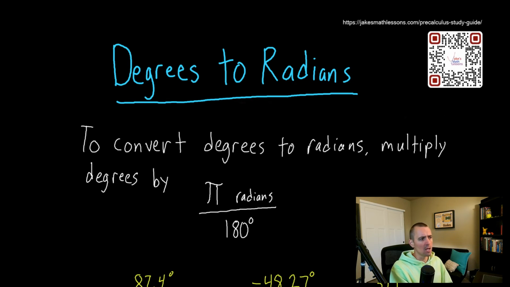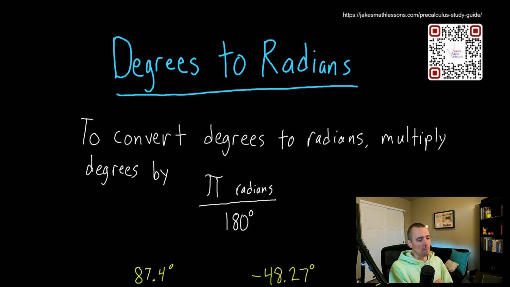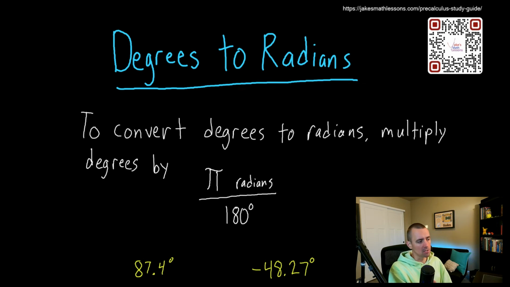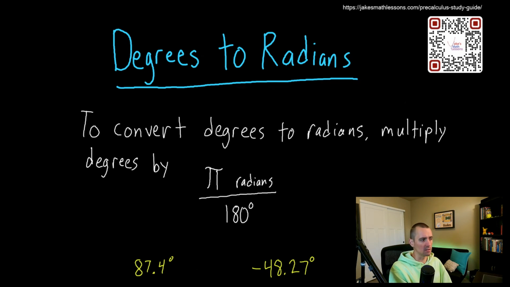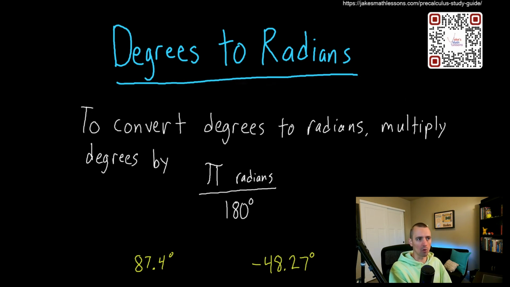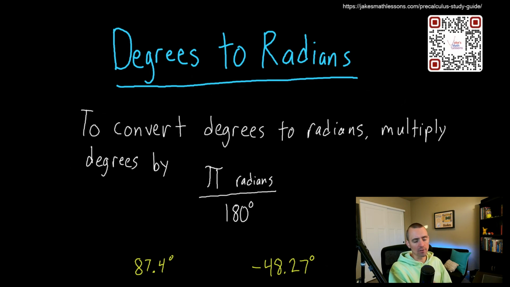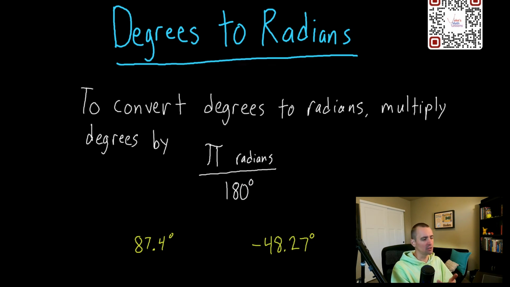But back to degrees and radians. Like I said, all you have to do to convert between degrees and radians is multiply by pi radians over 180 degrees. I know this looks weird, having the radians and the degrees written in there, but it's important, and I'm going to tell you why. Let's jump into an example here.